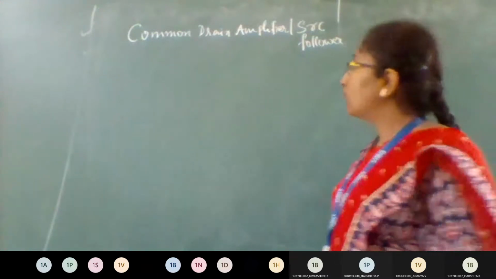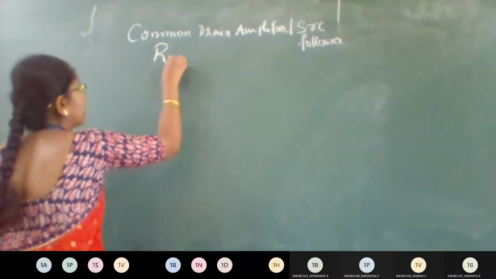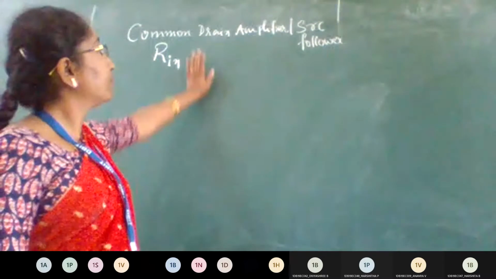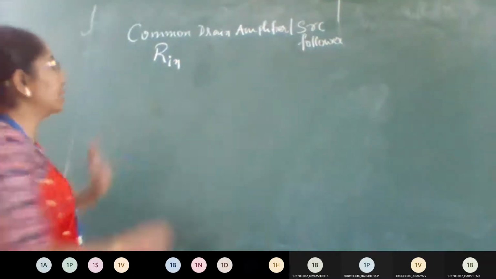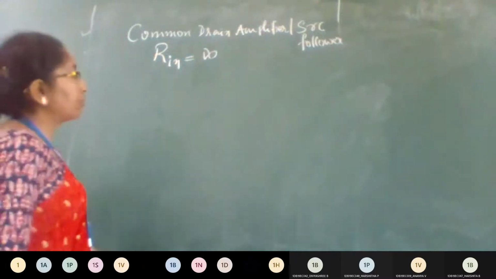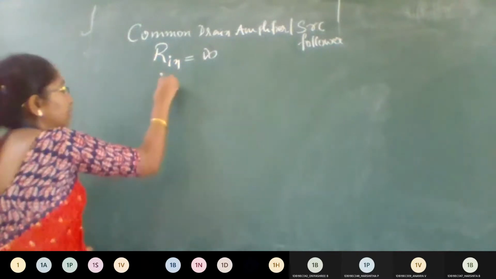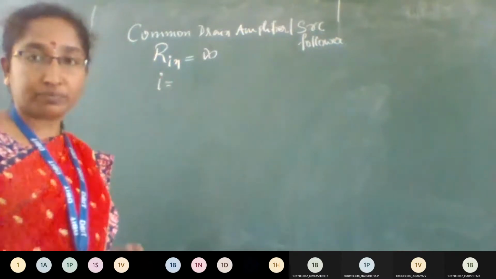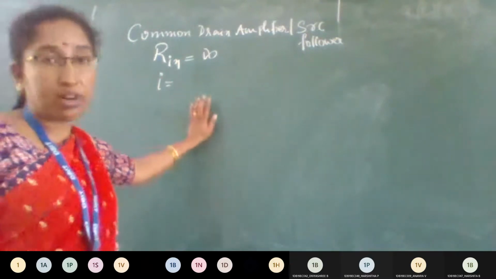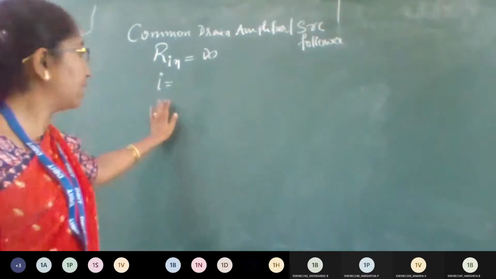Last class we started deriving Av. Because it is a common drain amplifier, the drain is grounded and the input is given to the gate, so Rin is equal to infinity, an infinite input resistance. Before finding the output voltage, let me find the current. Don't worry about the voltage divider. Just observe the small signal equivalent model of the common drain amplifier, and tell me what is the current I.